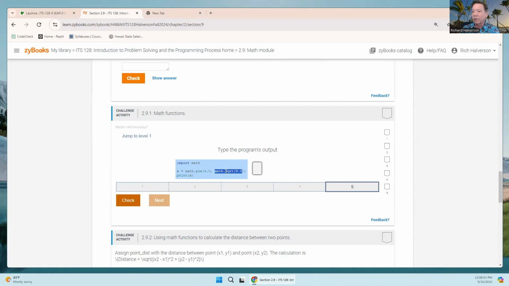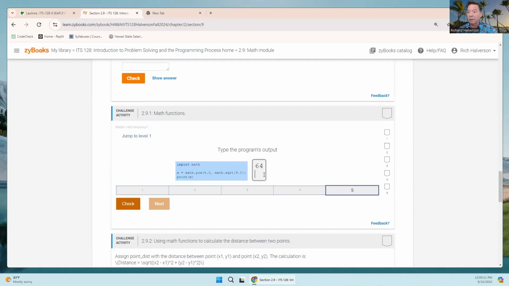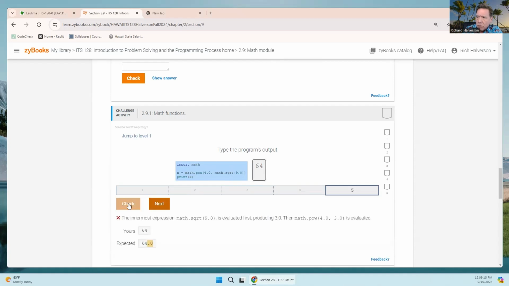What's 4 to the 3rd power? It's 4 times 4 times 4. So 4 times 4 is 16, times 4 is 64. I just happen to know that. You're not expected to know that because we have calculators. So I think that's what the answer is. Well, you see what I did wrong. All right.